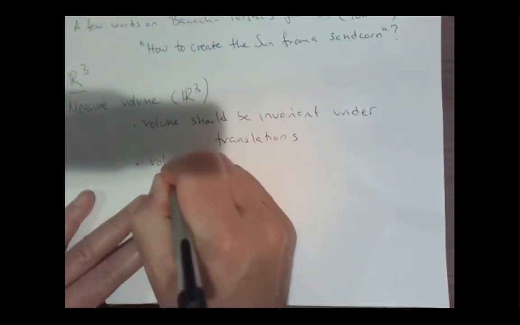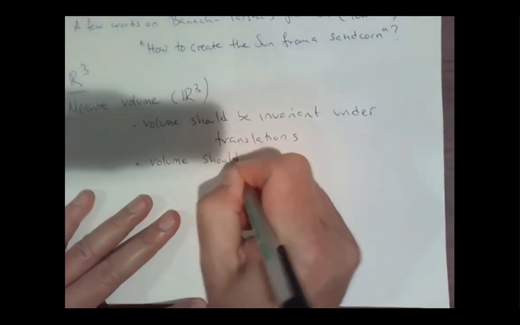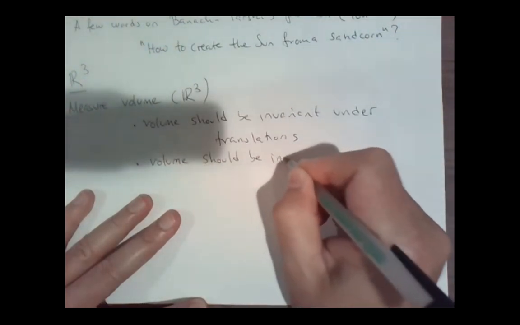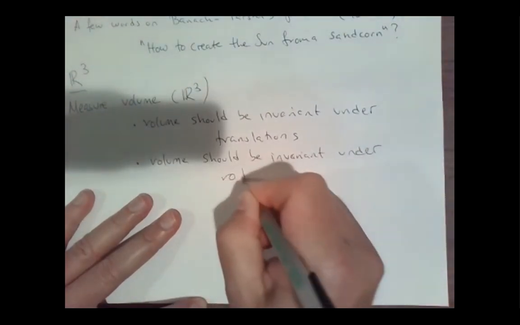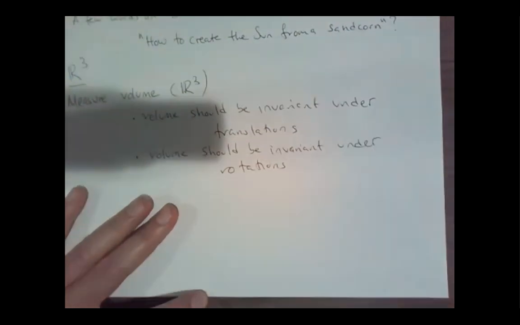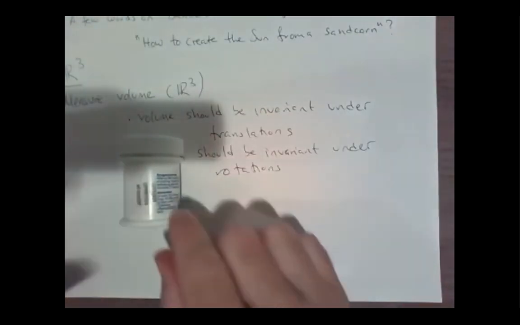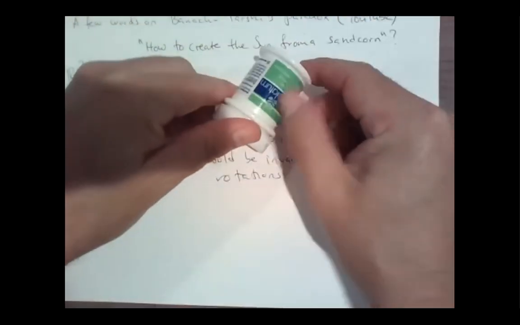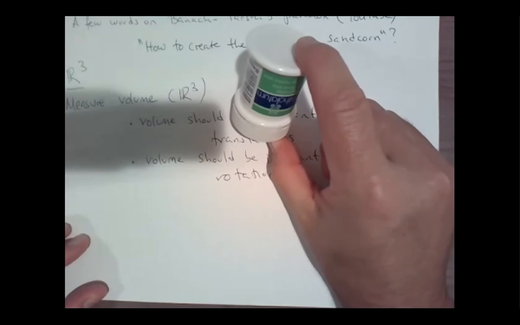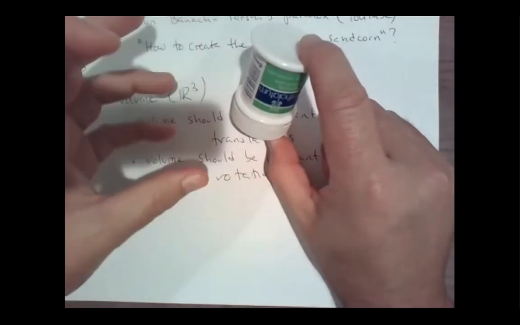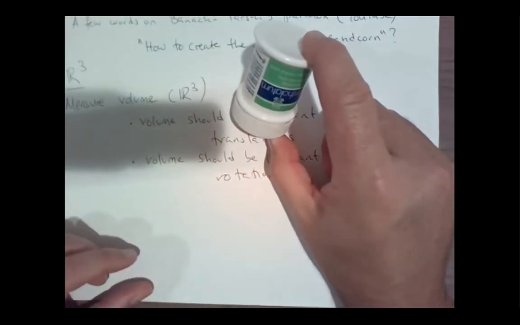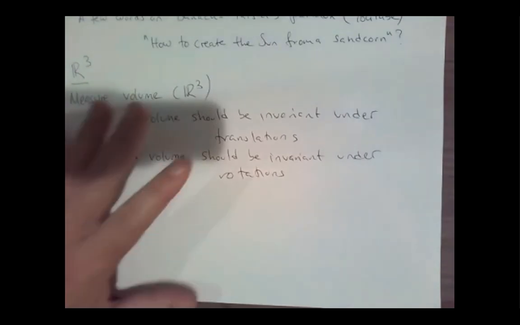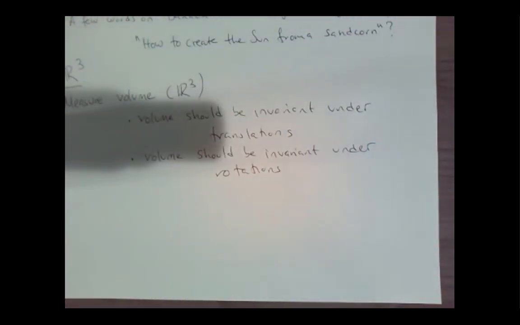Volume should be invariant under rotations. Okay, so what does that mean? I have my bottle, I measure the bottle, and then I rotate it, or put it up like that. And it shouldn't change the number that I have decided to assign as volume. Okay, so that seems plausible. Whatever notion of volume we want to have, it should at least obey these two properties.